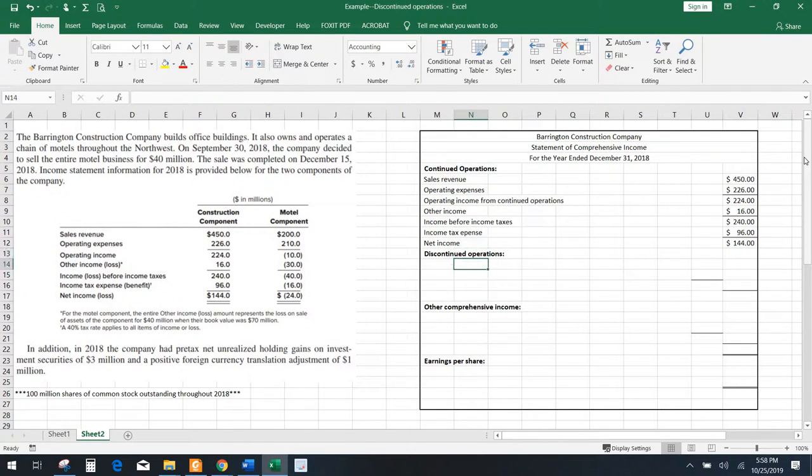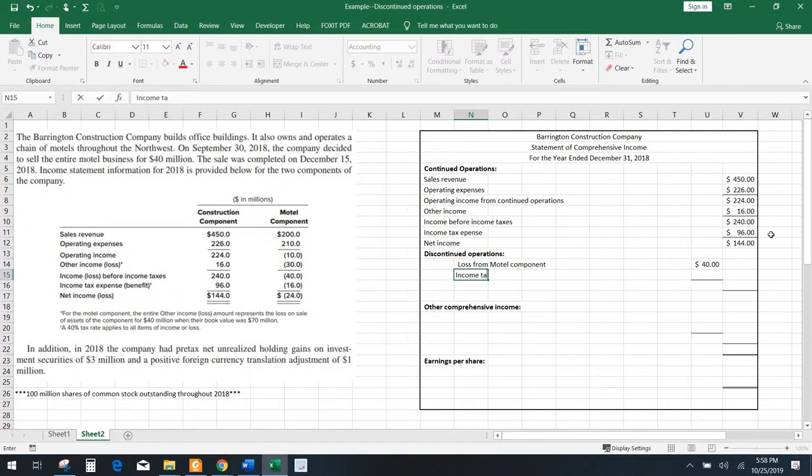Okay, now we move down to the discontinued operations, and here you just go straight for the loss from motel component. You just go straight down here to the loss. If it were a gain, you would write gain for motel component. So we'll just put that there. 40.